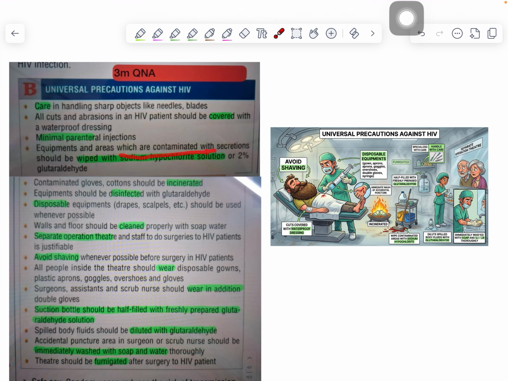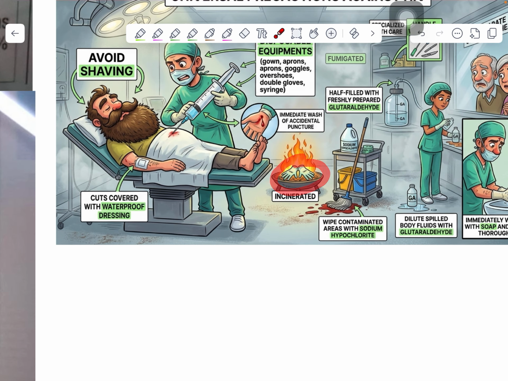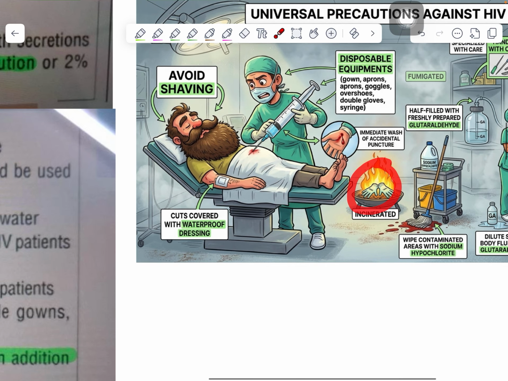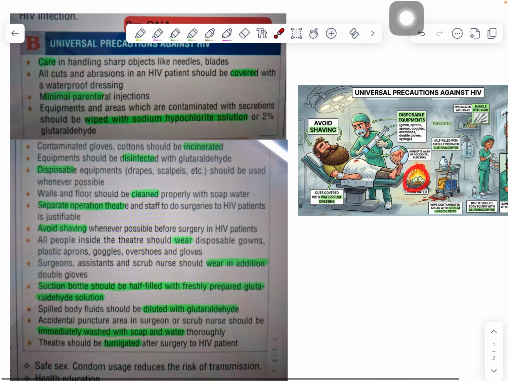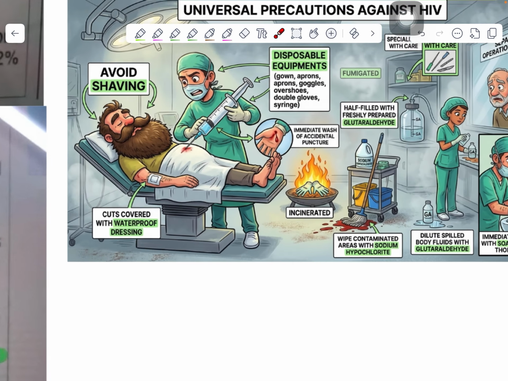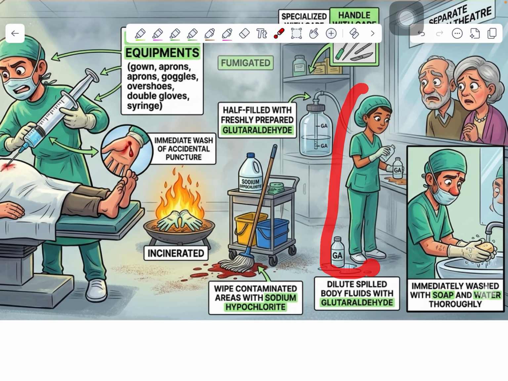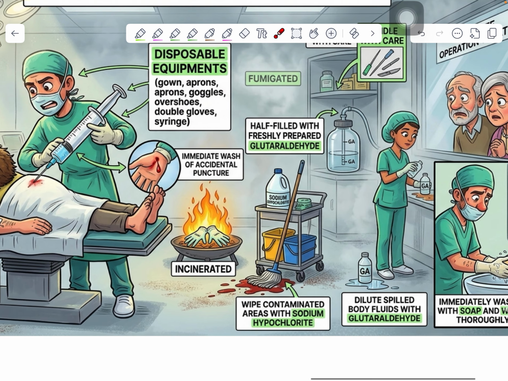Equipment and areas which are contaminated with secretions should be wiped with sodium hypochlorite solution or 2% glutaraldehyde. So they are wiping this with the sodium hypochlorite solution. Contaminated gloves and cotton should be incinerated. Equipment should be disinfected with glutaraldehyde. Here you can see the sister preparing glutaraldehyde to disinfect the equipments.